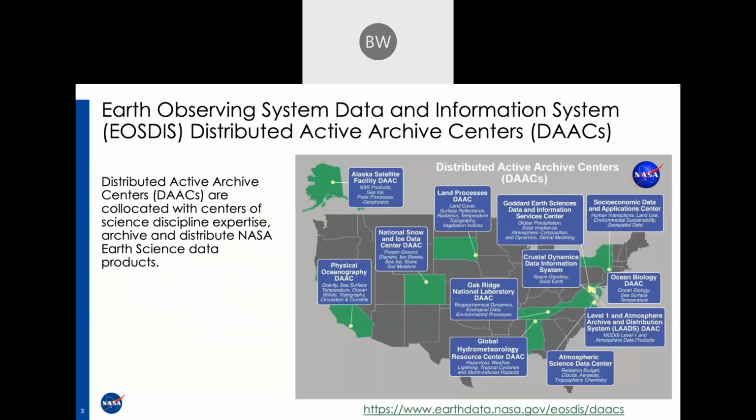and an important part of EOSDIS is the 12 Distributed Active Archive Centers, the 12 DACs that are shown here on this slide. Each of these DACs has a particular focus area, as we've shown, and you can find more information about the DACs at the Earthdata website URL that's on this slide and which Jennifer is making available to folks.